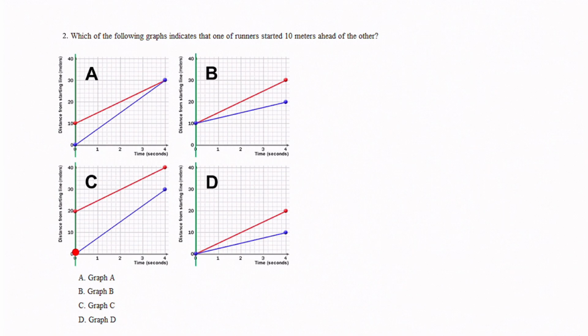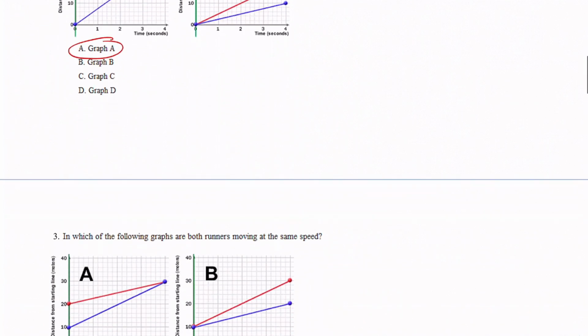In this one, 0 to 20, that one they have a 20 meter head start. This one, they're both starting at 0, so they're both starting at the starting line. And then this one, they're both up at 10, so they both have kind of a 10 meter head start. So this is the one, though, where one is starting 10 ahead of the other one. So that is graph A, so we can circle graph A. And again, the reason was because this is 10 meters ahead.